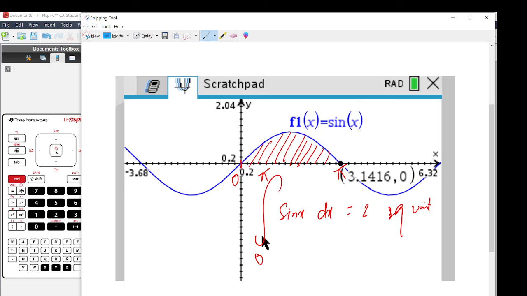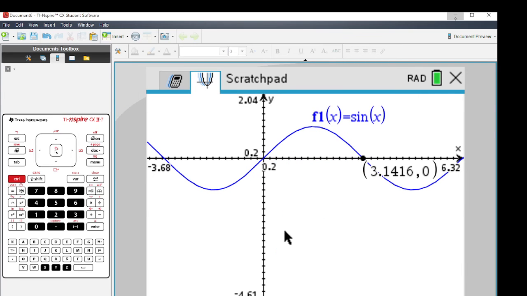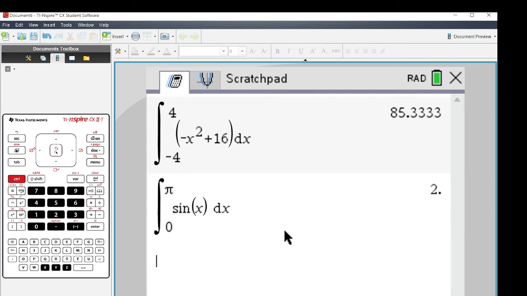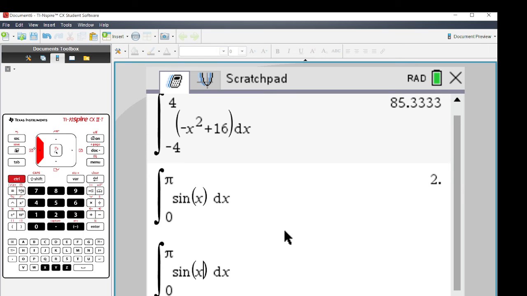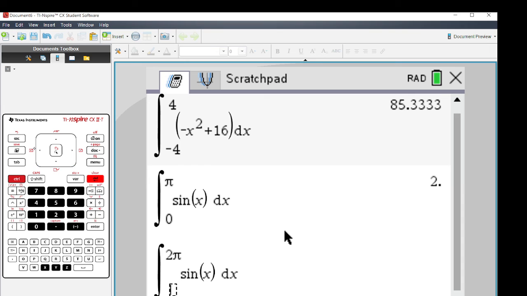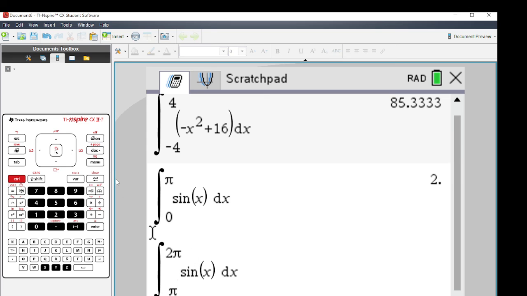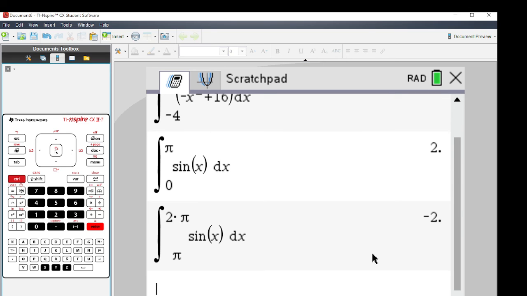And there's a very interesting thing. What will happen if I find the area from pi to 2 pi? Let's see what will happen on the calculator. Here I am just going to copy it, and I will paste it here, and I'm going to change the limit. My upper limit is going to be 2 pi, and my lower limit is going to be pi. And let's press enter. You'll see it is -2.